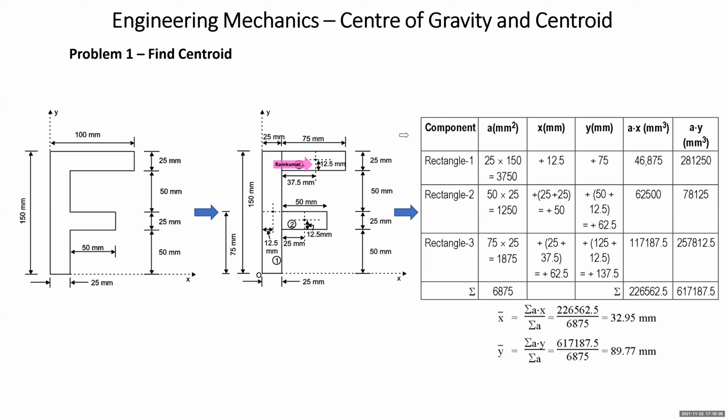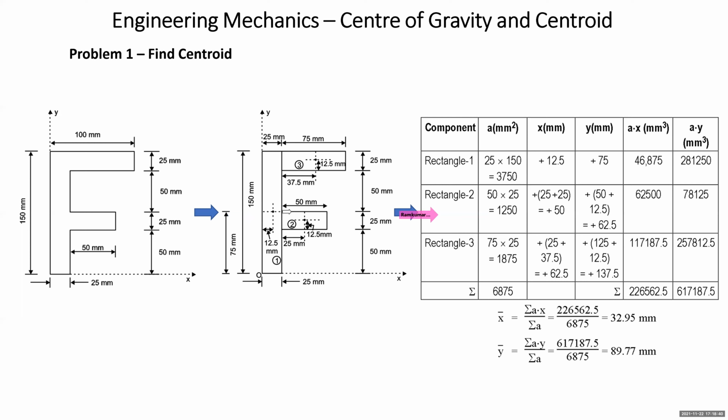Now we will go to the table. In the table, what is my component number 1? This one. What is its area? 25 into 150. See, I took this and the calculator has been used. Now where is the centroid of component number 1? See, it is here. This point is right of the y-axis, so the x coordinate is positive, 12.5 plus 12.5. This point is above the x-axis, so the y coordinate is positive. At what distance above the x-axis? 75, so plus 75.